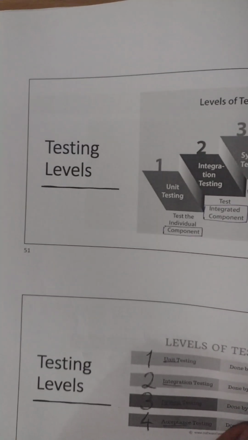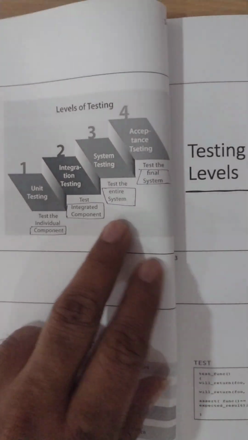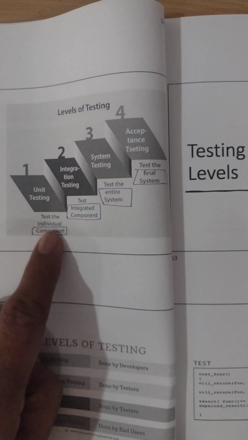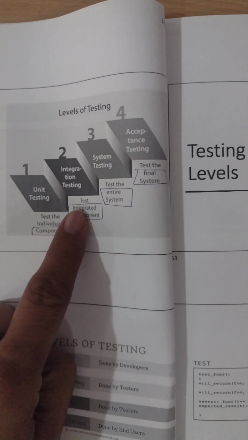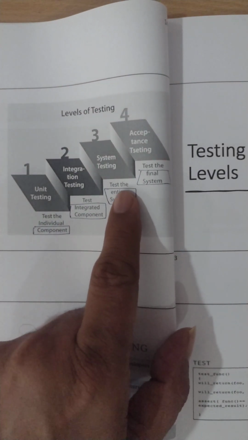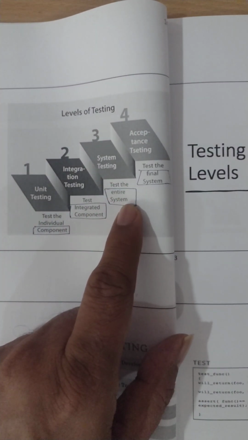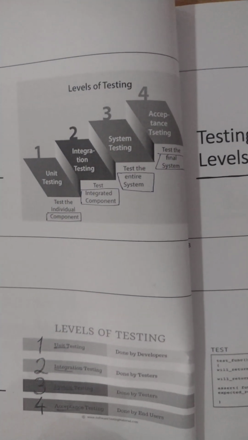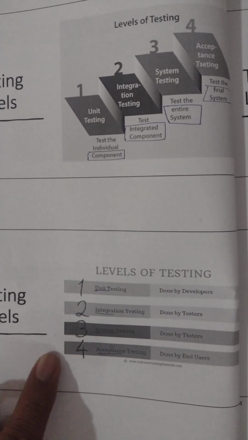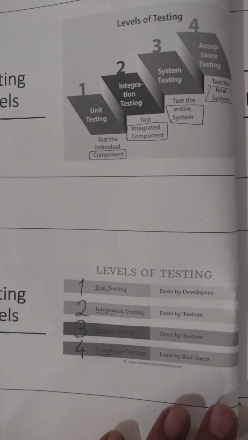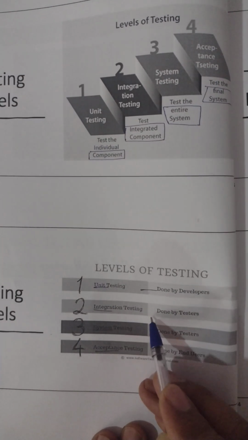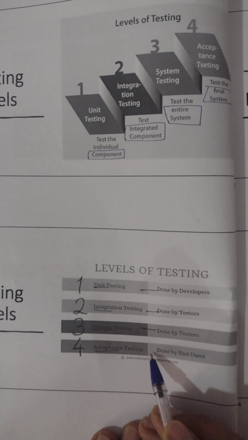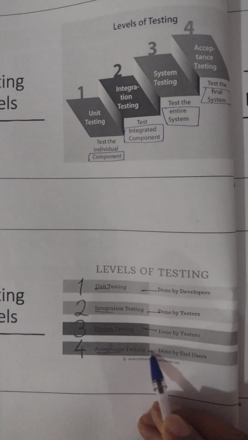Testing levels are very simple. We have unit, integration, system testing, and acceptance testing. In unit we test the individual component, then we have integration testing, then we test the complete, entire system in the system testing phase, and then we have acceptance testing. Again here we are talking about levels 1, 2, 3, 4: unit, integration, system, and acceptance testing. Unit testing is done most of the time by the developer, integration testing by the tester, system testing by the tester, and acceptance testing by the end user.